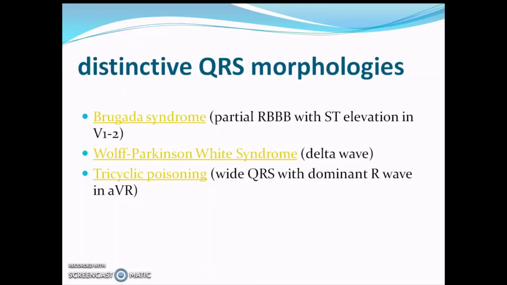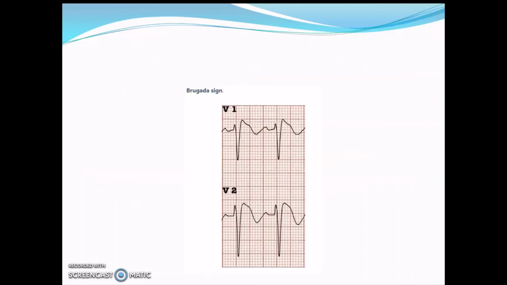So, what are the distinctive QRS morphologies? In Brugada syndrome, there will be RBBB with ST elevation in the anterior leads, that is V1 and V2. In Wolff-Parkinson-White syndrome, due to pre-excitation, a delta wave is seen, and in tricyclic poisoning, the QRS complex will be wide with a dominant R wave in AVR. So this is a Brugada sign. You see ST elevation with the RBBB in V1, V2. It is diagnostic of Brugada syndrome.